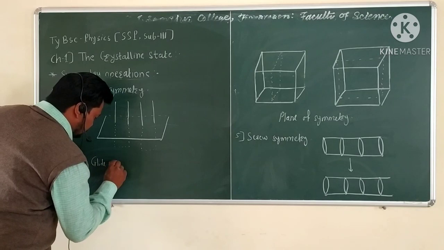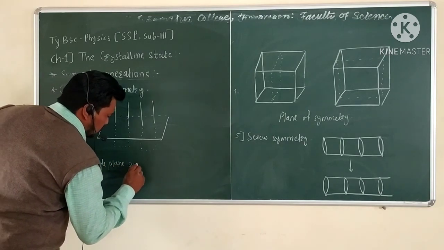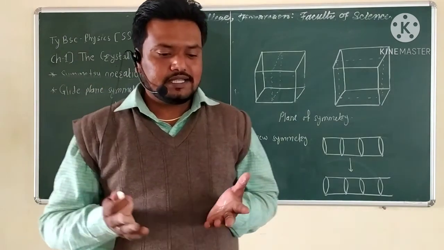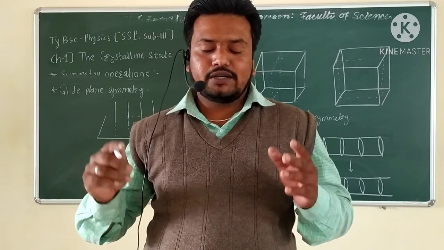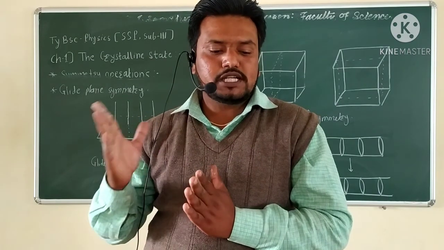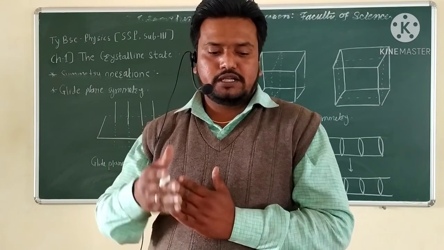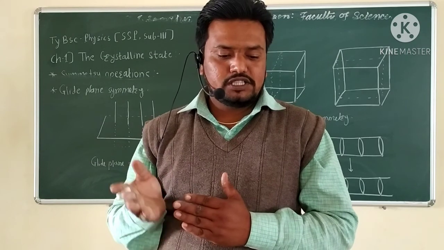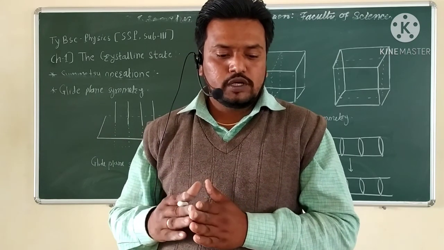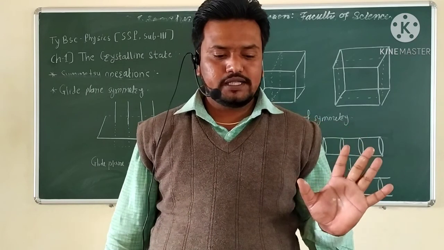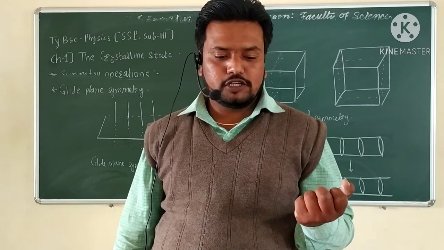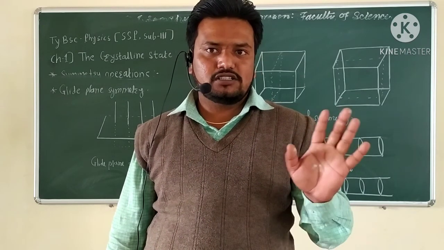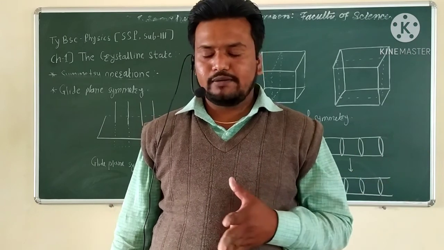glide plane symmetry. Once again, what is glide plane symmetry? It is when a mirror is combined with a simultaneous translation operation in a crystal, and the glide plane in a crystal is always parallel to the mirror plane. This type of compound operation leaves the structure invariant or unchanged, and that is known as glide plane symmetry.